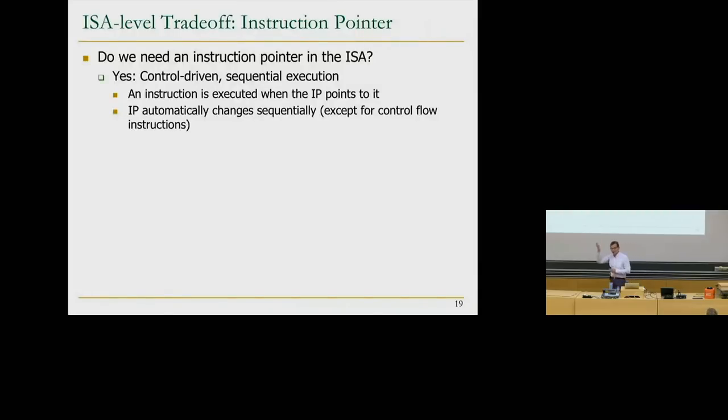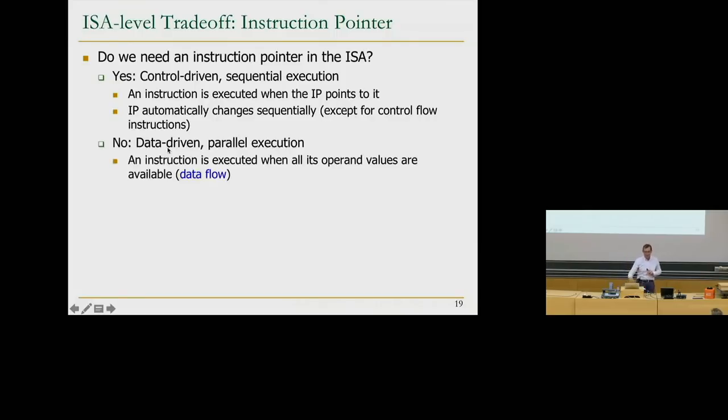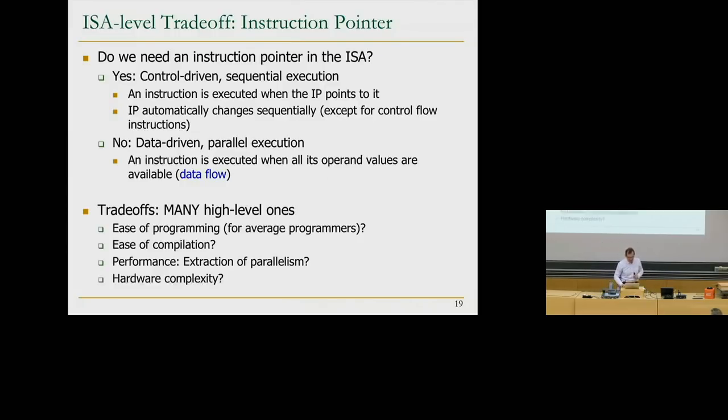Okay, so let's pop the stack a little bit. ISA level trade-off. Do we need an instruction pointer in the ISA? If you're an architect designing an instruction set architecture, you could say, yes, I want control-driven sequential execution. If I make that choice, an instruction is executed when the instruction pointer points to it, and the instruction pointer automatically changes sequentially, as you know. If you say no, one way of saying no is you do data-driven, more parallel execution, and instructions are executed when all their operand values are available. There are many trade-offs associated with it, which we will not go into right now. But ease of programming, which one's easier to program, which one's easier to write compilers for, sequential might be a bit easier.